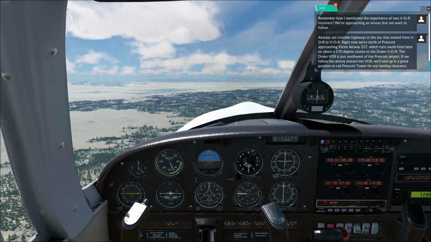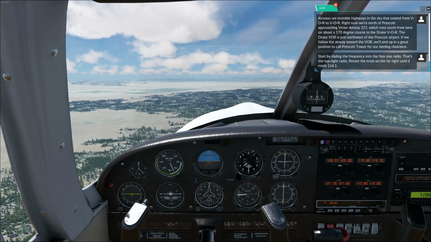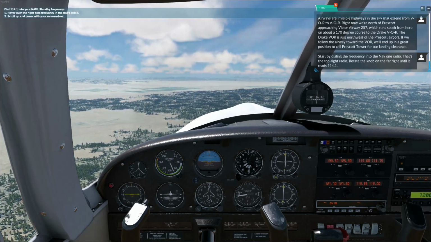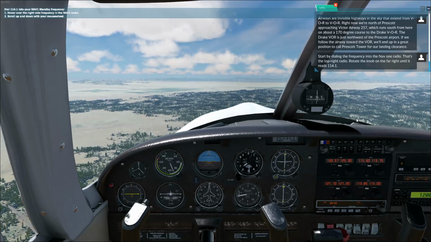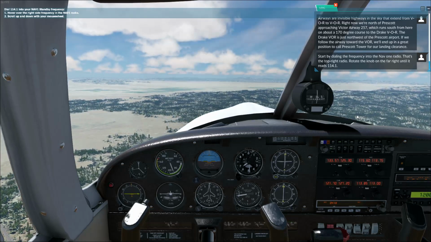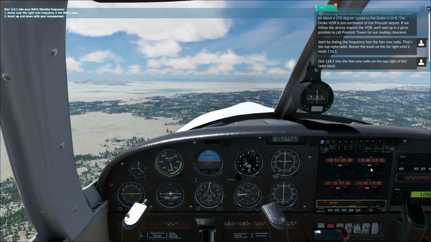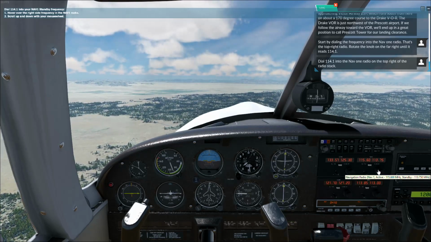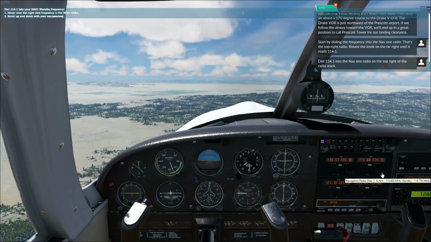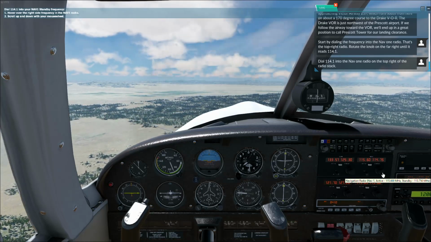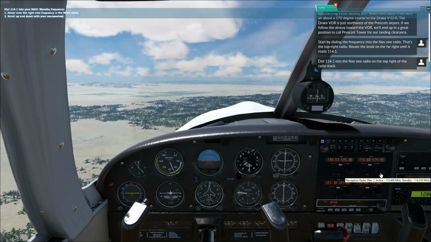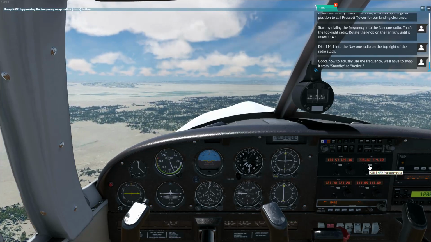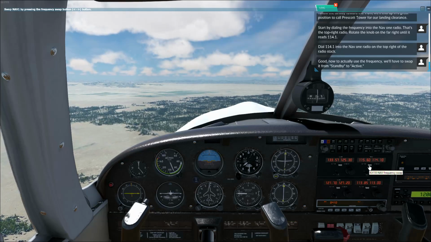If we follow the airway toward the VOR, we'll end up in a great position to call Prescott Tower for our landing clearance. Start by dialing the frequency into the NAV1 radio. That's the top right radio. Rotate the knob on the far right until it reads 114.1. Dial 114.1 into the NAV1 radio on the top right of the radio stack. Good. Now, to actually use the frequency, we'll have to swap it from standby to active.